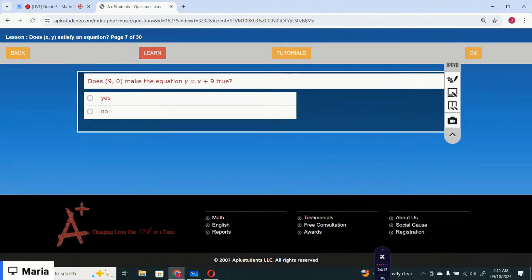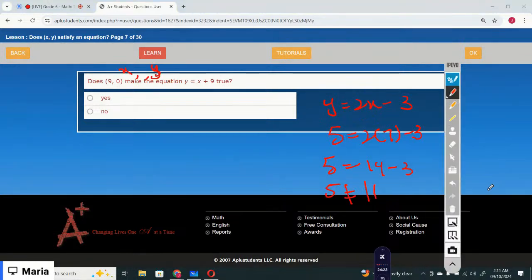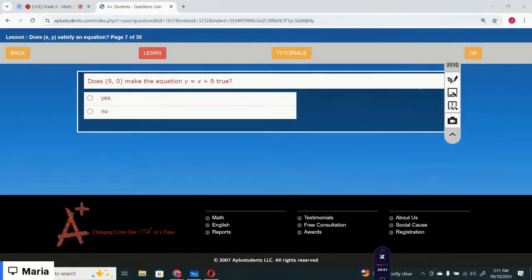Okay, does 9, 0 make the equation y equals x plus 9 true? x is 9, y is 0. 0 equals 9 plus 9, right? 0 is not equal to 18. So the correct option is no. Got it?